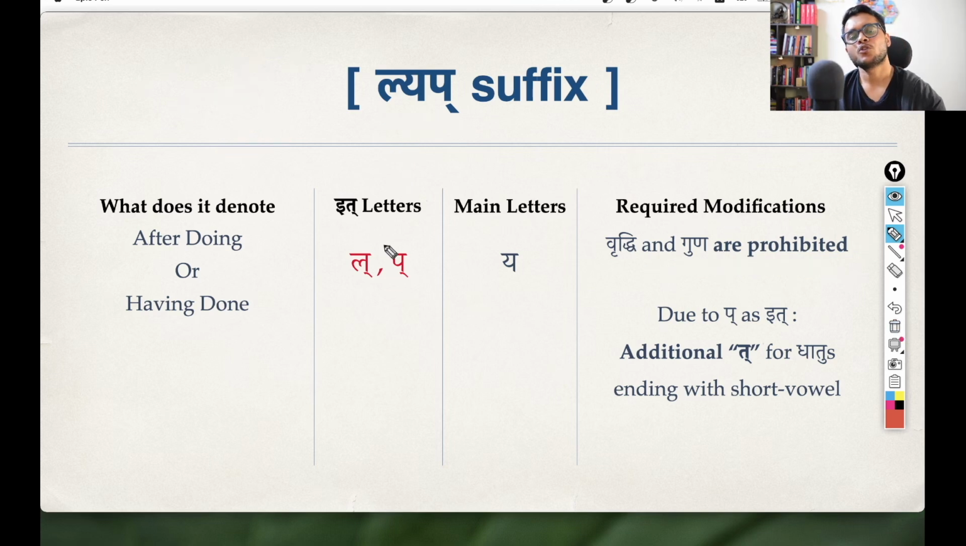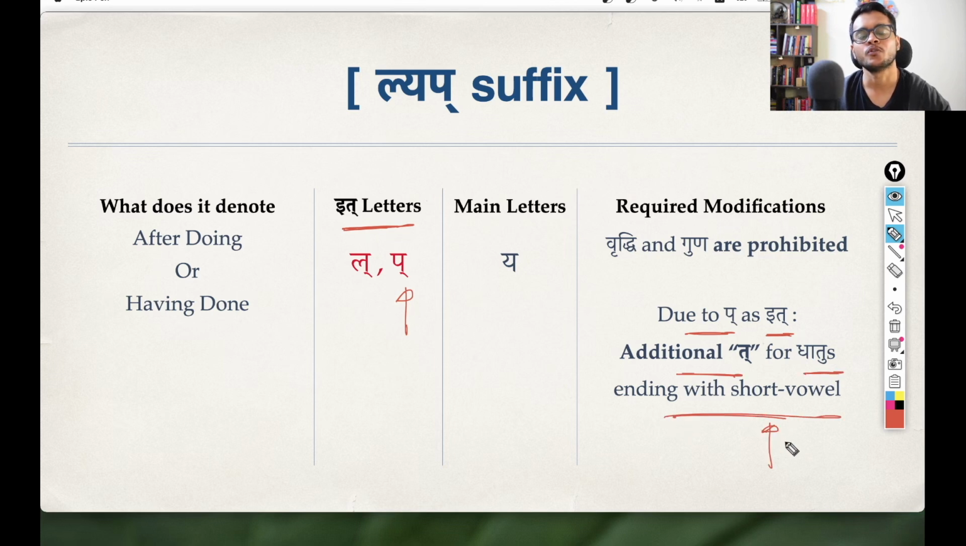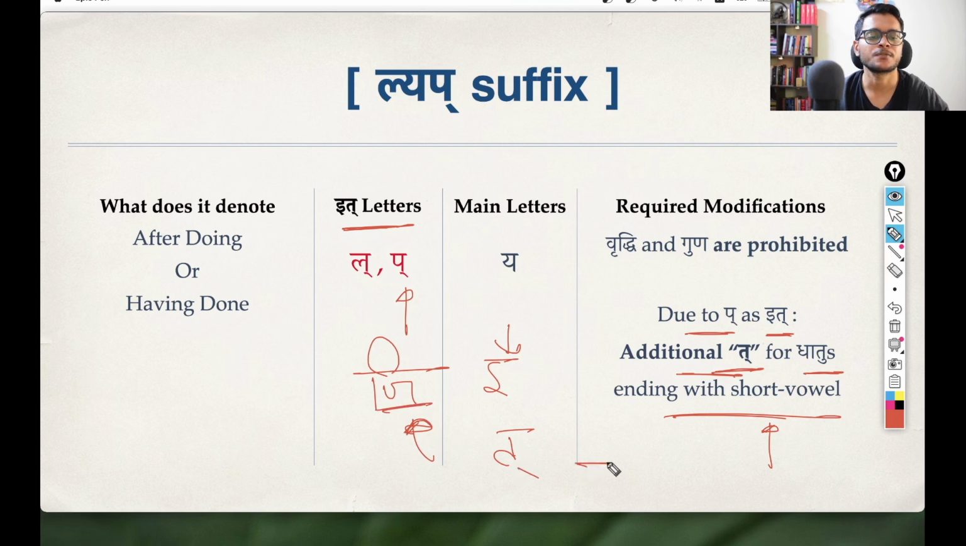Okay, and apart from that, because it has a pa, a pakara as an it letter, we know this rule that due to pa as it letter, there is an additional ta for all the dhatus that are ending with a short vowel. So if any dhatu is ending with a short vowel, a hrasva swara, suppose gi, this is ending with this i, hrasva swara. So for such kind of dhatus, you will have an additional ta between dhatu and suffix. Okay. So I hope you remember this rule which happens due to pa as it letter.